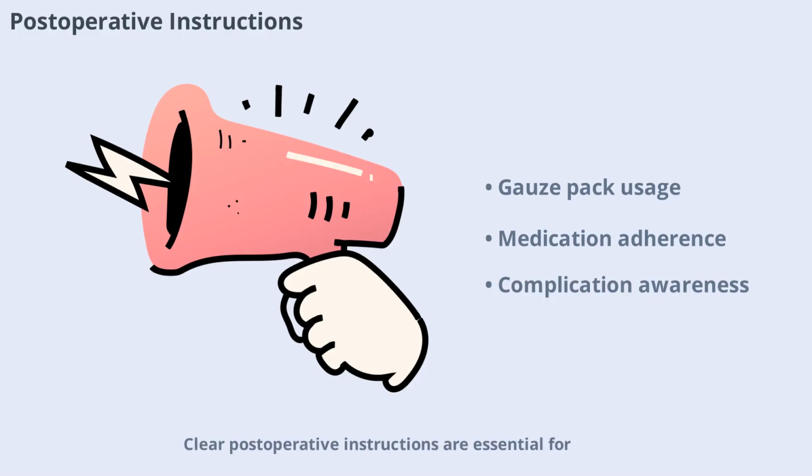Clear postoperative instructions are essential for preventing complications like dry socket and hemorrhage. Patients should be advised to bite on a gauze pack for 10 minutes, avoid vigorous rinsing, touching, or chewing, and follow prescribed medication regimens. Educating patients about signs of complications and when to seek help ensures timely intervention. Good postoperative care leads to faster recovery and fewer adverse outcomes.